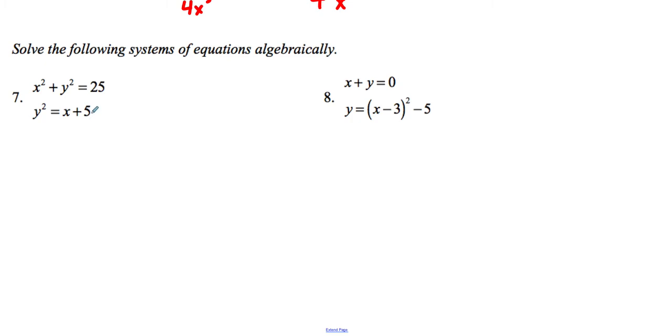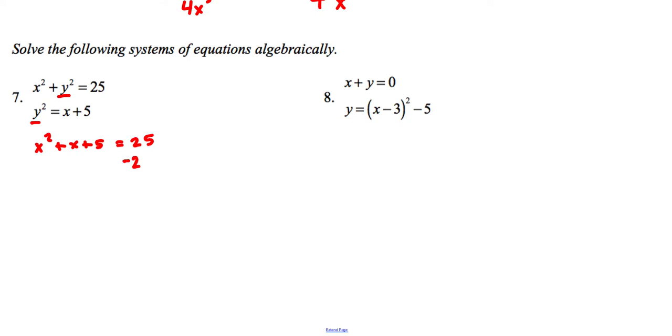We're just going to take it here, and we're going to solve it. If you look here, we've got a y squared, and in the other equation we also have a y squared. If this y squared equals x plus 5, we can take x plus 5 and substitute it in for this y squared. So we're going to say x squared plus the quantity of x plus 5 equals 25. And now this looks way more familiar to us.